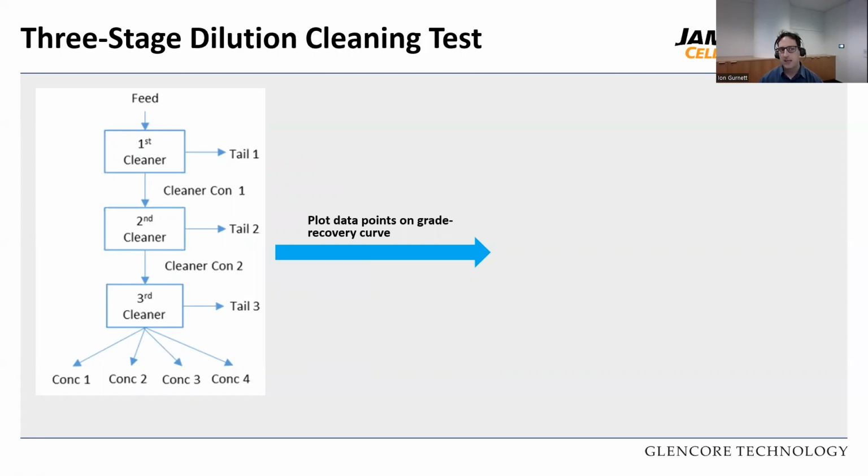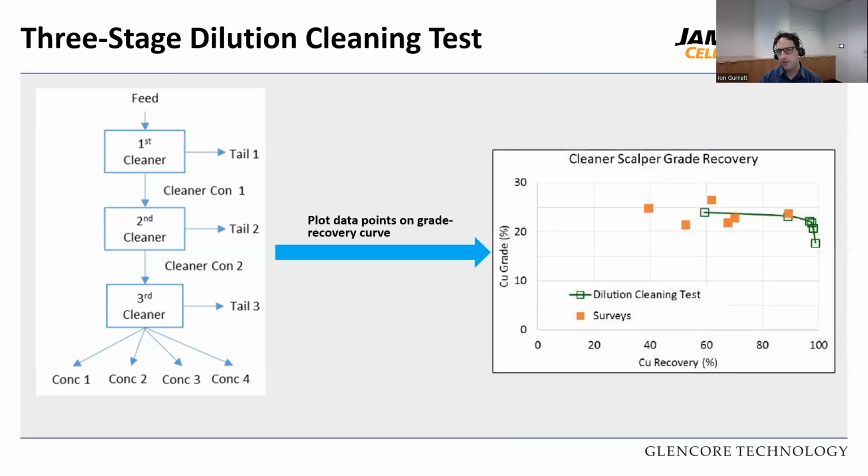So by taking the concentrate, diluting it further and moving it to another test, you're just trying to reduce all your entrainment losses. By doing this, you can actually plot a series of data points on a grade recovery curve, which we have done here in green. And that shows you your theoretical operating curve of a Jameson cell. And then the orange dots there are the actual surveys. And this is a scale up from a full scale installation compared back to the dilution cleaning test in a cleaner scalper application.